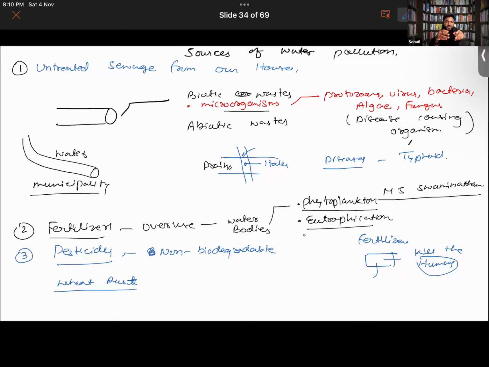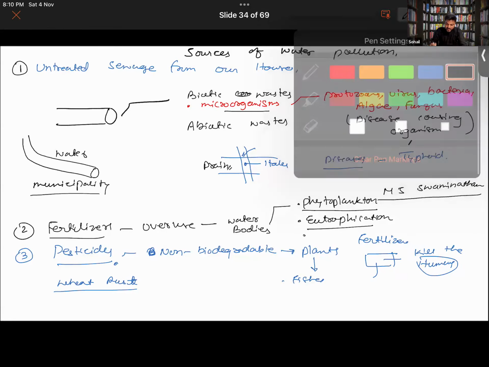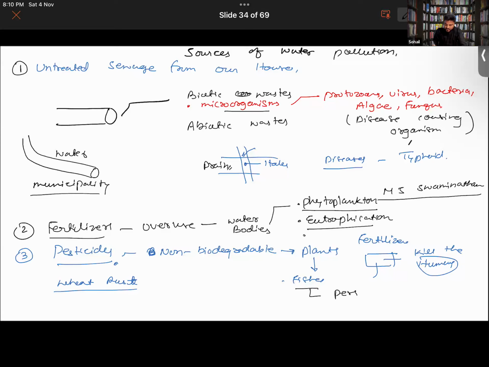These non-biodegradable pesticides are being taken up by the plants. Now when these plants are eaten by the fishes, eventually the pesticides are landing in the body of the fishes. So when a person eats this fish, the harmful and toxic components in the pesticide have now entered the body of the person. Thereby, in many cases, it might lead to the death of the person, or it might simply damage the health, or in the worst case scenario, if the amount is very high, it might lead to death also.